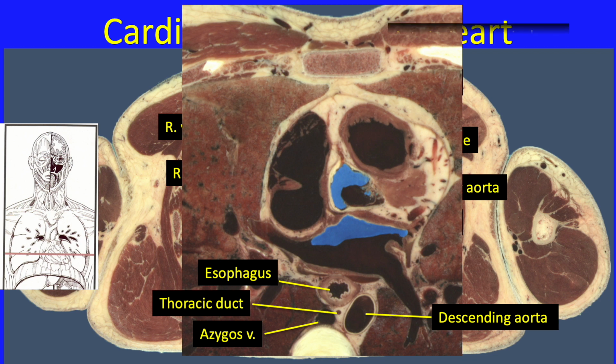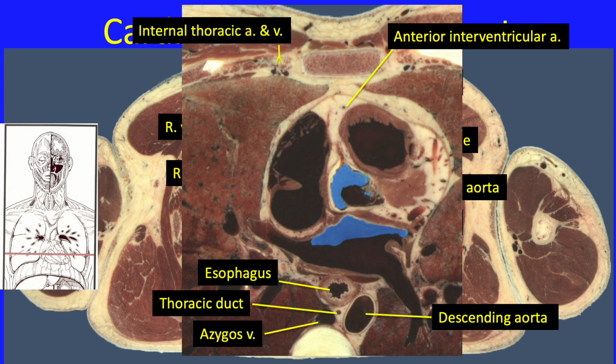We can now identify more esoteric structures in the image. For example, check out the anterior interventricular artery in the interventricular septum. And if you really want to impress, look at the internal thoracic artery traveling with its dual internal thoracic veins just deep to the clavicle.